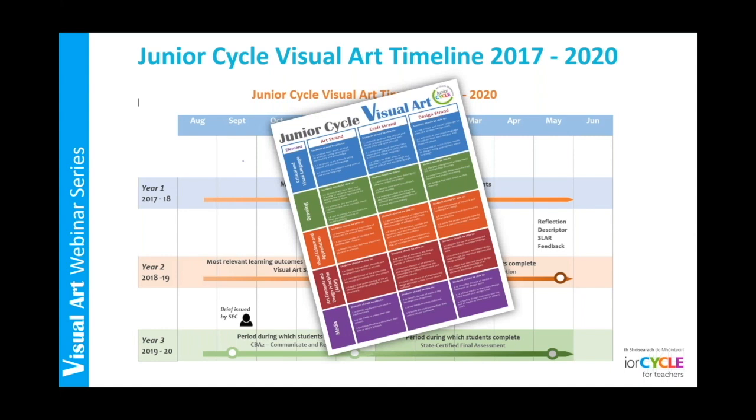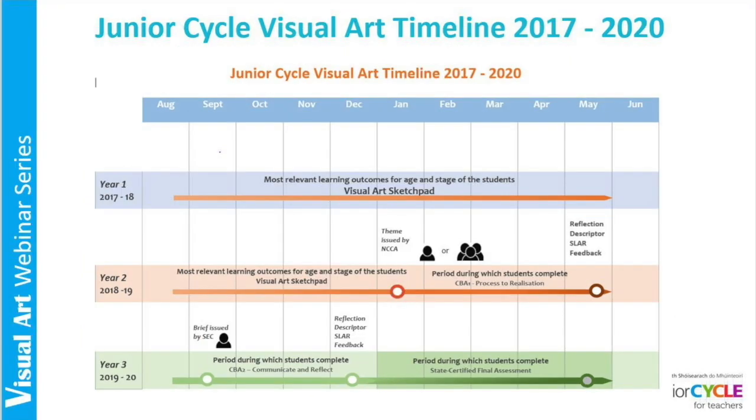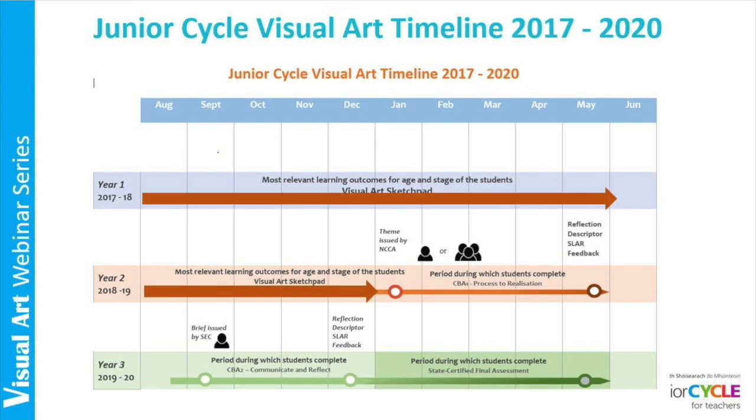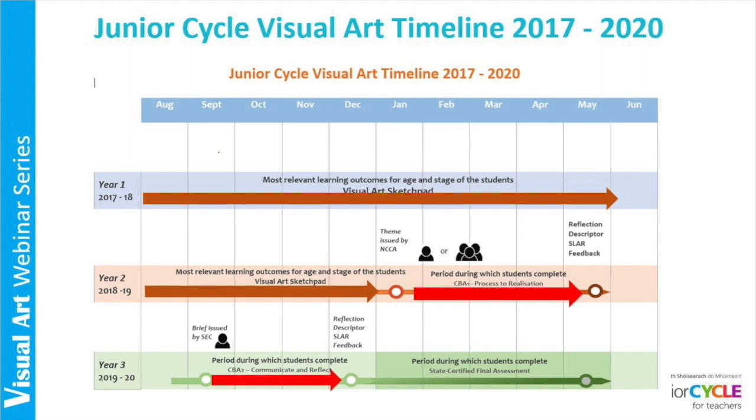Our specification outlines 45 learning outcomes that support student learning and are to be developed throughout the 3 years. During first year and the first half of second year, we, with our students, will select learning outcomes to design rich learning experiences or projects suitable for their age and stage. There are 2 classroom-based assessments in visual art.